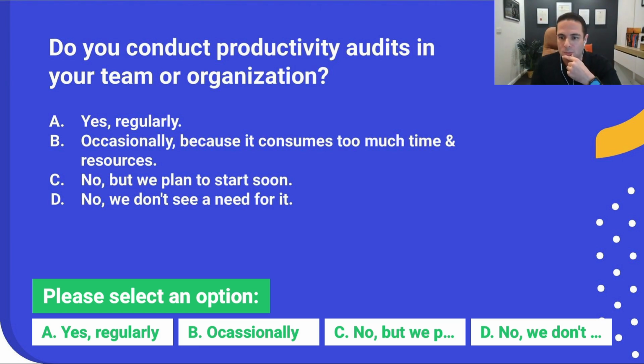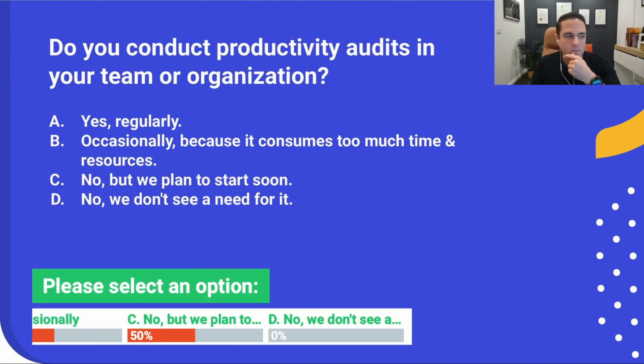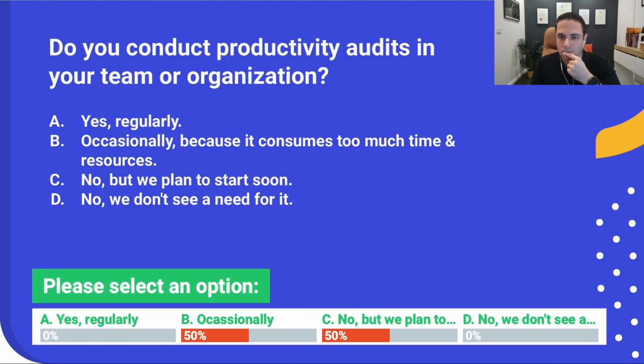Give you a bit more time so we can take a look. Here we go. Oh, so we've got a split. It shows that you guys are interested. So B is 50%. So occasionally you guys have been doing some audits, which is great. C, no, but you plan to. So this is great. It gives me something to work with. I look forward to continuing the presentation and see what we can do to help you with this.